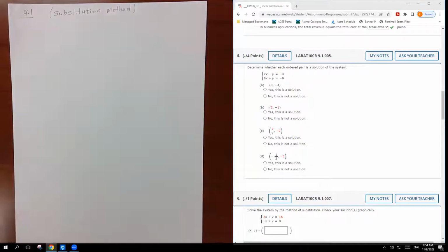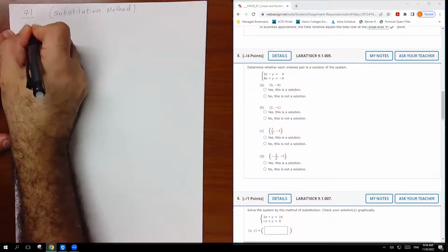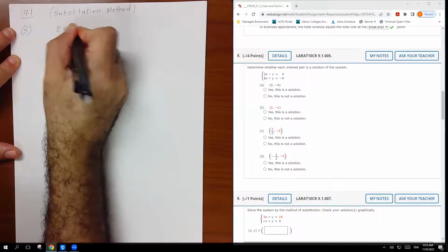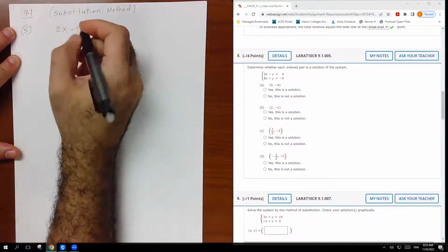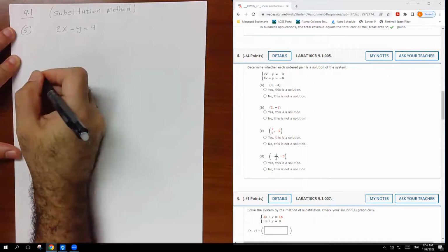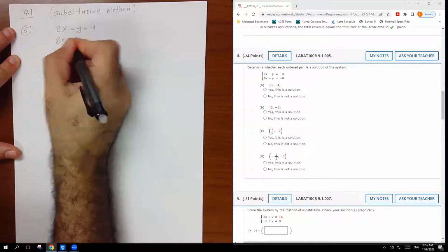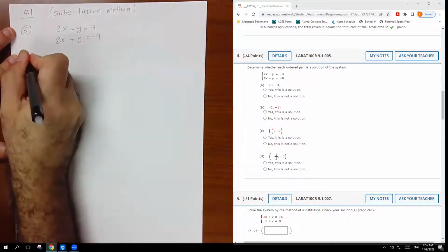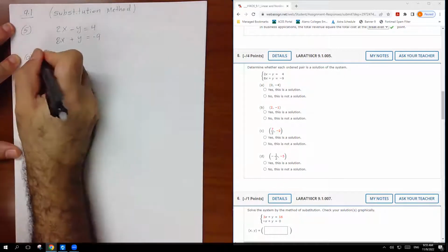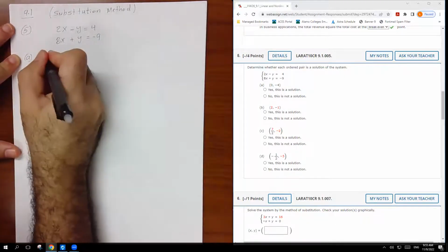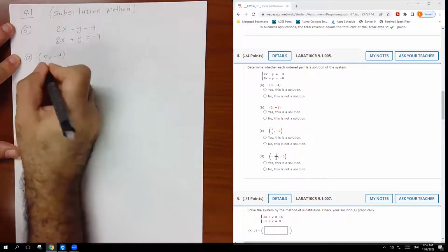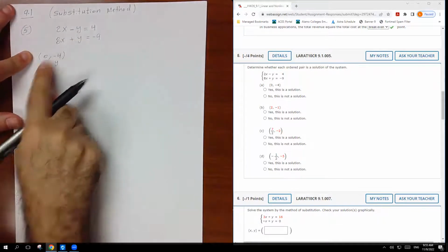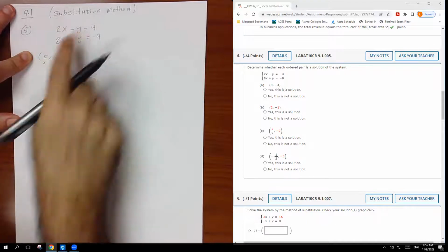So for the first one, we have the equations. This is number 5. We have 2x minus y equals 4. And the second one, we have 8x plus y equals -9. If you look at A, we need to prove that the point (0, -4) is a solution. That means this is x and here is y. I'm going to check with the first equation. If I plug in x here and y here, do I get 4?